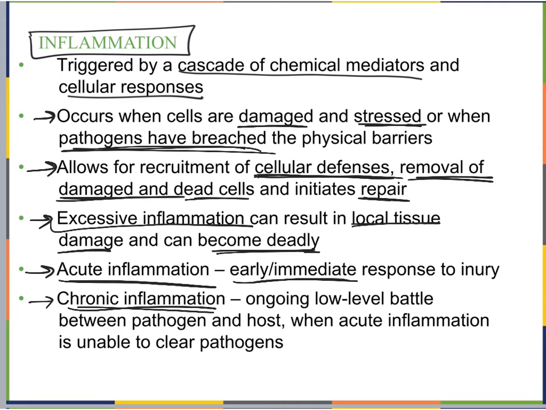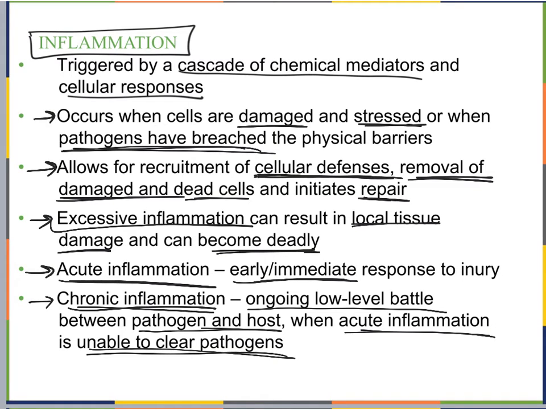And then we also have chronic inflammation. This is an ongoing low-level battle between pathogen and host. This is when our acute inflammation is unable to clear pathogens. So we see chronic inflammation with some of these diseases that can last a really long time. For example, with HIV or Lyme disease or hepatitis, things that last for a really long time, we can end up seeing this chronic inflammation. And that's because there's this low-level battle happening.